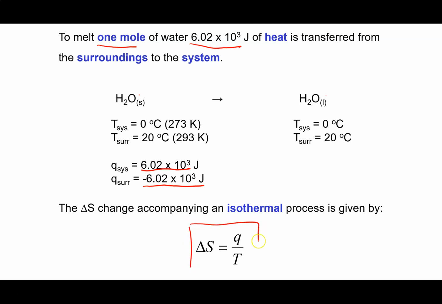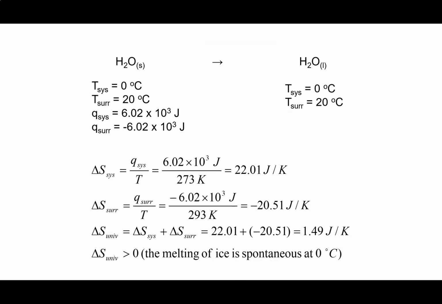Now, mathematically, it can be shown that the entropy change accompanying an isothermal process is given by the heat transferred divided by the temperature in Kelvin. So q is just the heat transfer. So we can go ahead and do this for our system and surroundings.